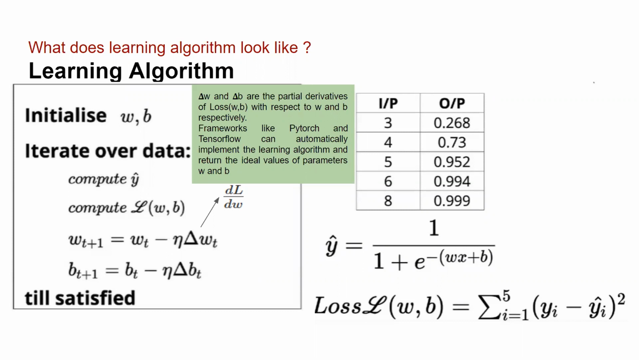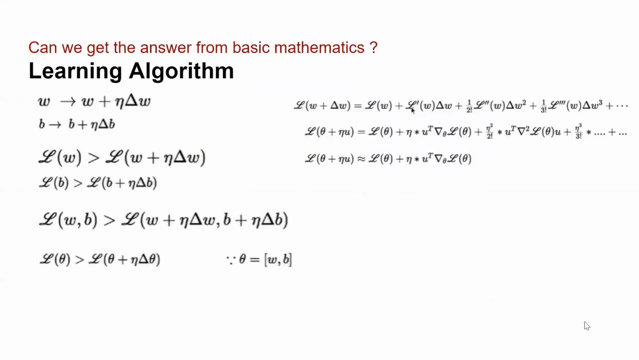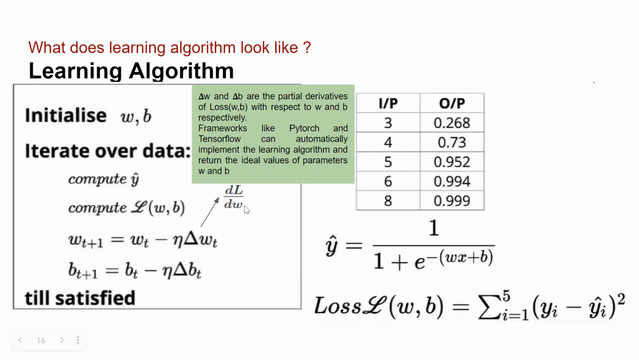Is this algorithm clear to you? So delta w and delta b are nothing but the derivative of loss with respect to w and b. This is the sigmoid learning algorithm. Now, in the next slide, I'm going to tell you how this is becoming equal to dL by dw.